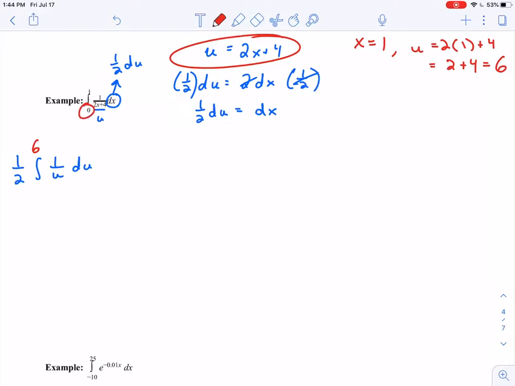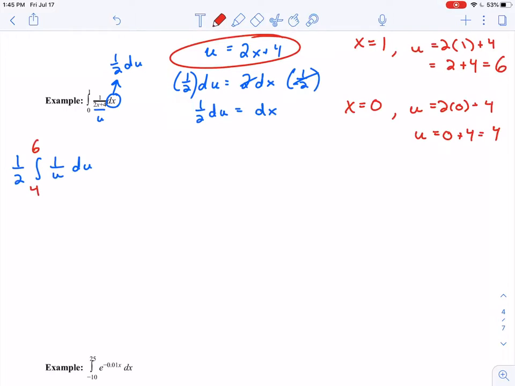Next, I'll take my lower limit of integration, 0. X equals 0. U is equal to 2 times 0 plus 4. This is really u equals 0 plus 4, which gives me 4. So since 0 was my lower limit of integration, that means that 4 is my new lower limit of integration.